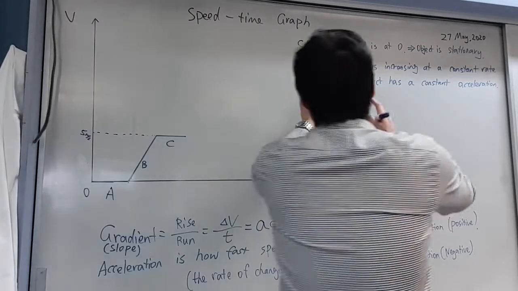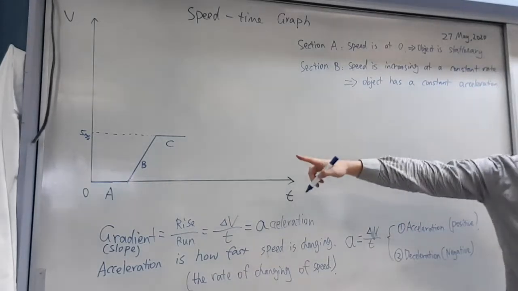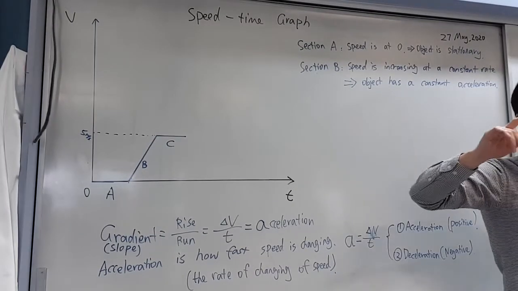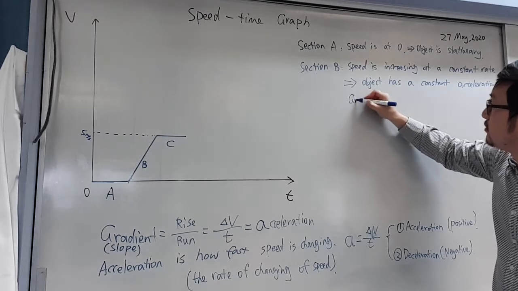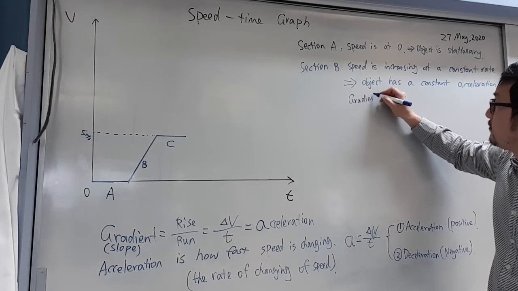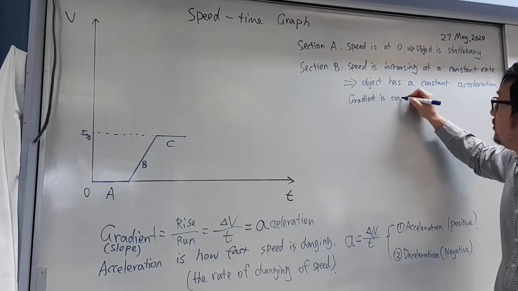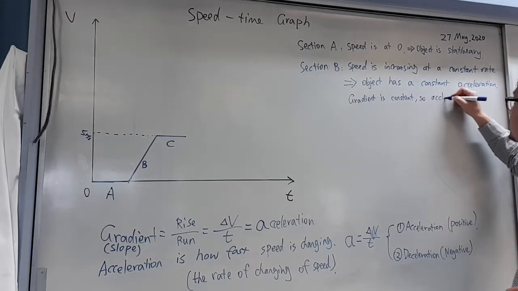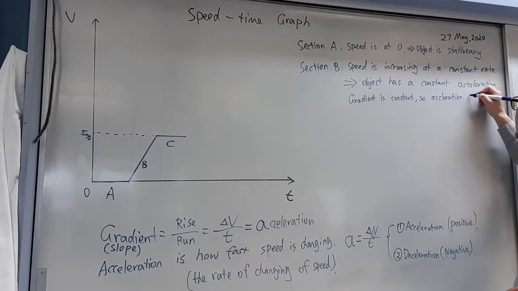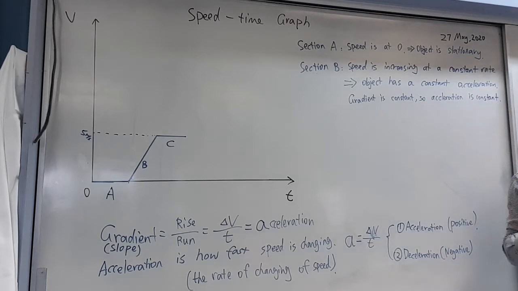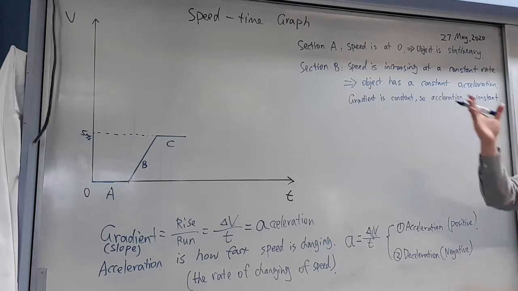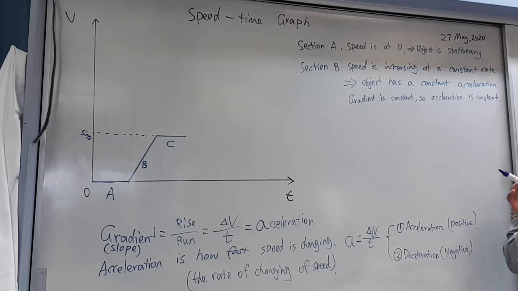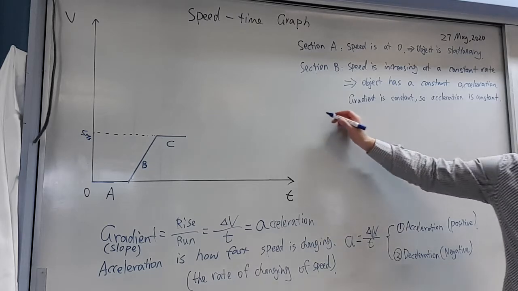Okay, so for section B, I just want to write one more thing. We can say gradient is constant. Okay, so acceleration is constant, because the gradient is acceleration. If gradient is constant, then acceleration will be constant. Does this make sense? Okay, let's have a look at section C.